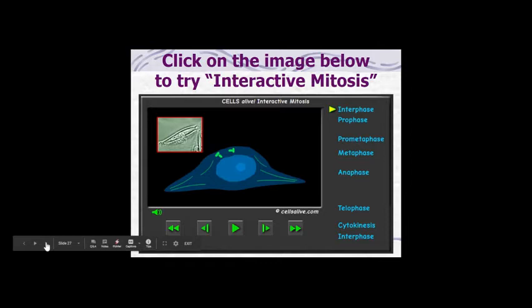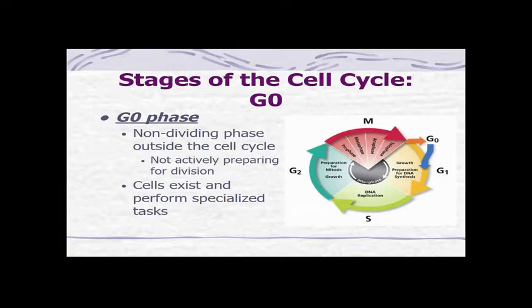So we talked about these major stages of the cell cycle, but there's another stage called G0. It's G-zero, it's not G-O. So G0 is a non-dividing phase of the cell cycle. So cells can actually hop out of the cell cycle, go into this G0 non-dividing resting phase where they're not actively preparing for division. Now, if the cell goes into G0, it still exists, it's still doing its job, it's still performing all of its specialized tasks. It's just not going to do any of those preparations to divide.